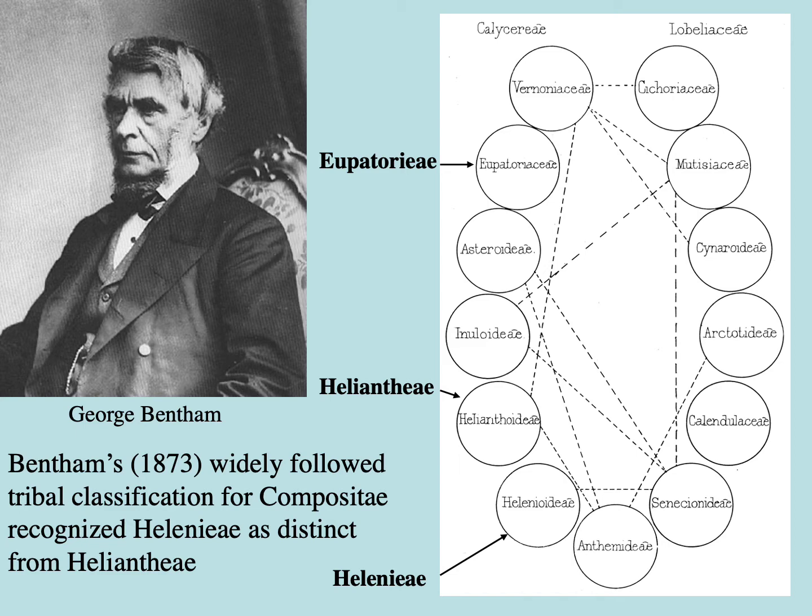So, George Bentham, a highly influential 19th century botanist, published a system of classification of Compositae in 1873 that was in many regards similar to Cassini's. And this was a system widely followed by subsequent synantherologists. In this system, he recognizes Helenieae again and Eupatorieae as well as a separate tribe. But unlike Cassini, he treated Helenieae as a tribe distinct from the Heliantheae.